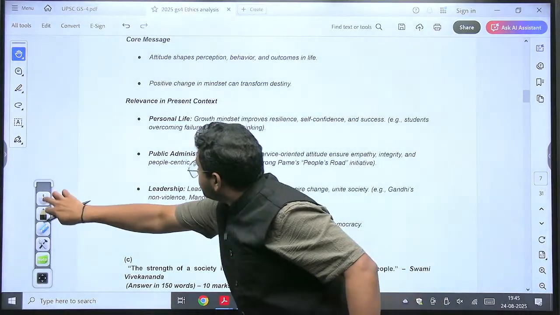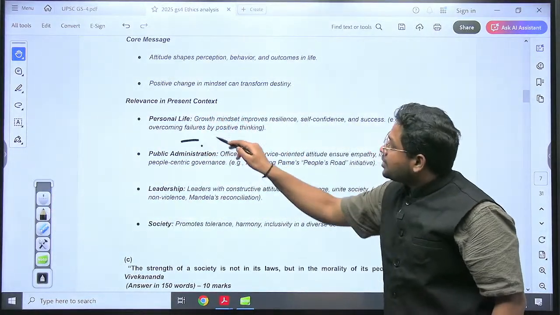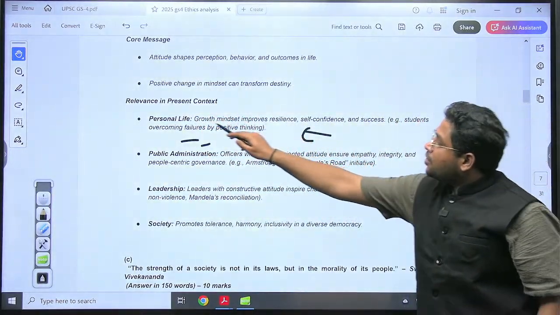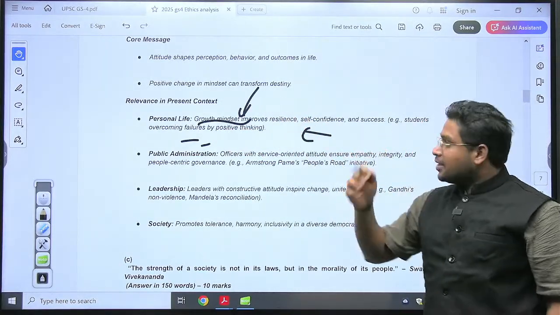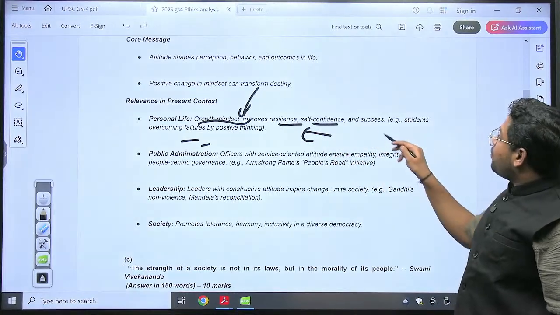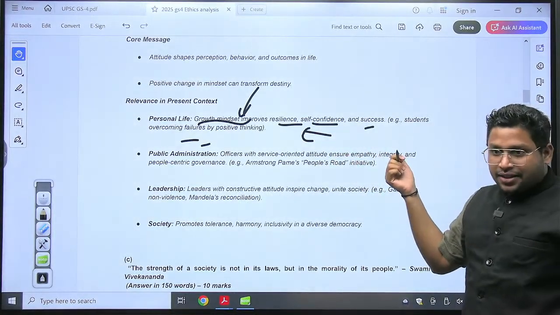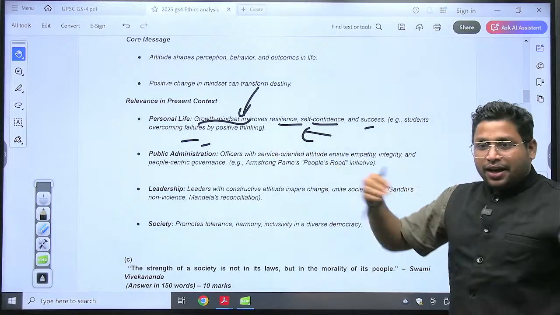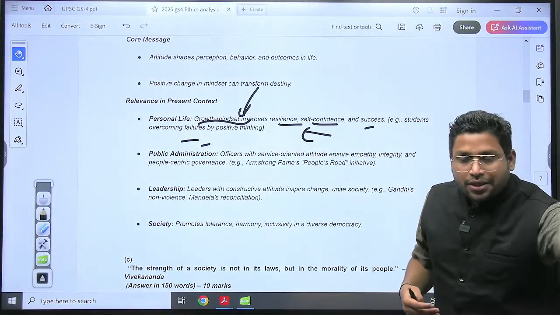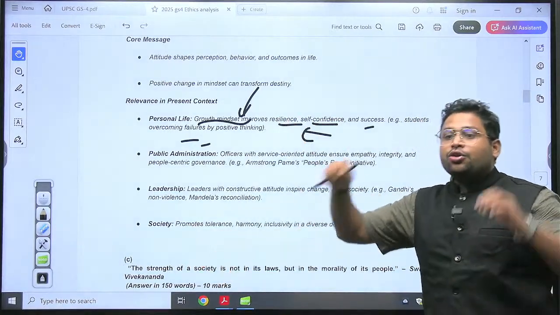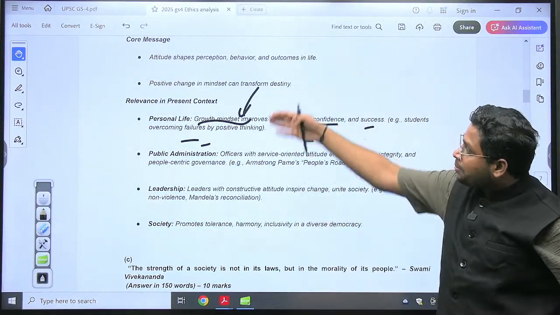Clear? So for example, in the present context, in personal life, you can show that if you have a growth mindset, which nowadays we specifically talk about, there will be resilience, self-confidence, success, etc. Likewise, you can come up with examples from different parts: public servants, society, international relations, wherever you can bring in those examples.